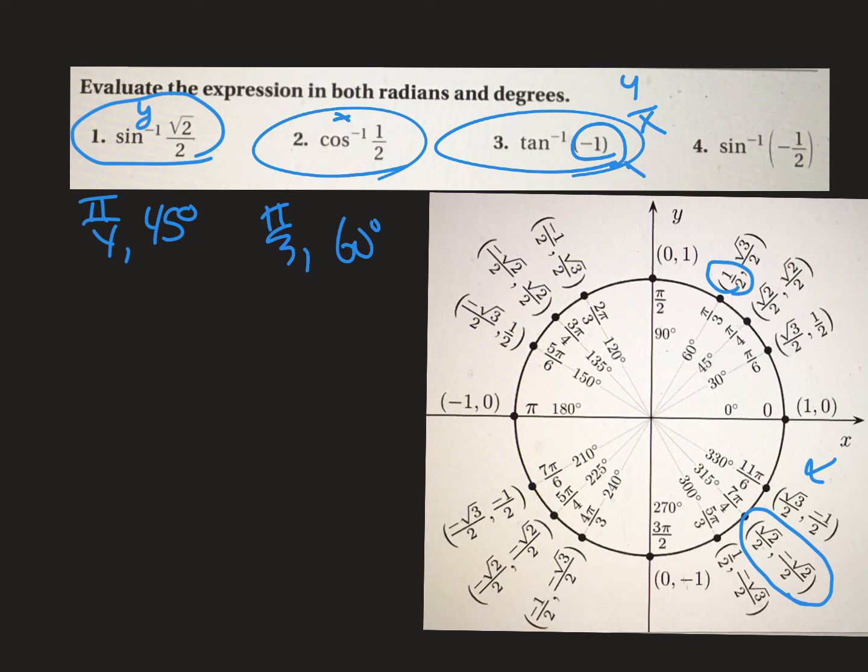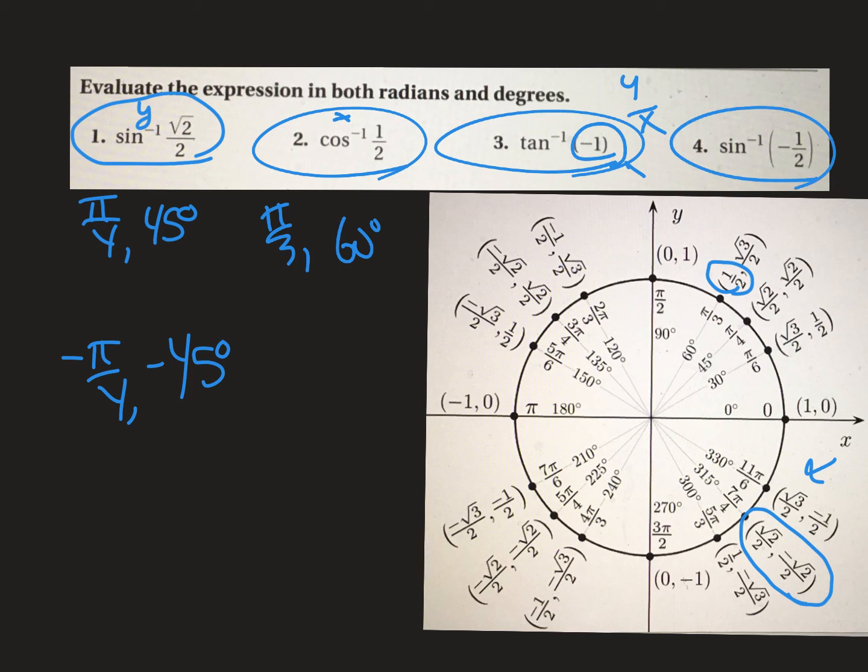That happens at 7 pi over 4, but we can't put that. We have to put the negative. So for number 3, we're going to write it this way: negative pi over 4, then negative 45 degrees. Your answer has to be between negative pi over 2 and positive pi over 2. It can't be like 7 pi over 4 or 5 pi over 3. You got to convert that just a little bit. We'll work on that tomorrow.